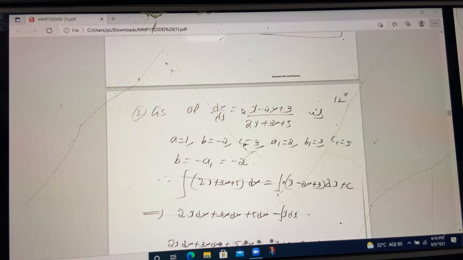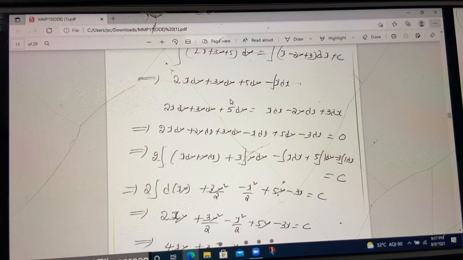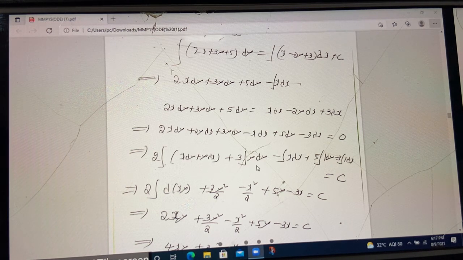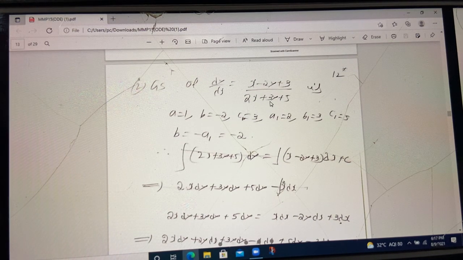What is the methodology? Cross multiply. Then 2x dy, 3y dy, 5 dy; x dx, minus 2y dx, 3 dx. Now it is simple. Get the terms on the left side. Which terms to get on the left side? Jumble the terms. Here we are cross multiplying. We got this: 2x into dy, 2x dy, 3y dy, 5 into dy, x dx, minus 2y dx, 3 dx.